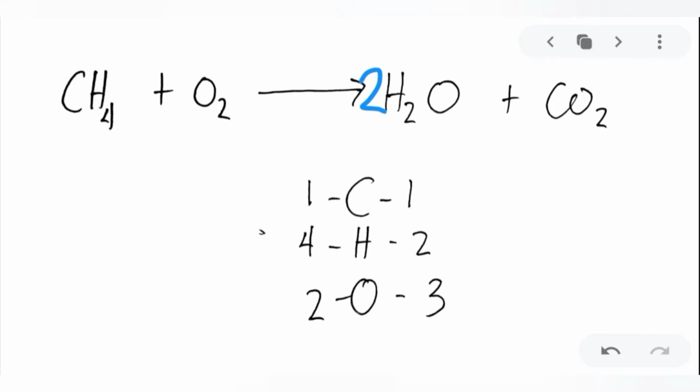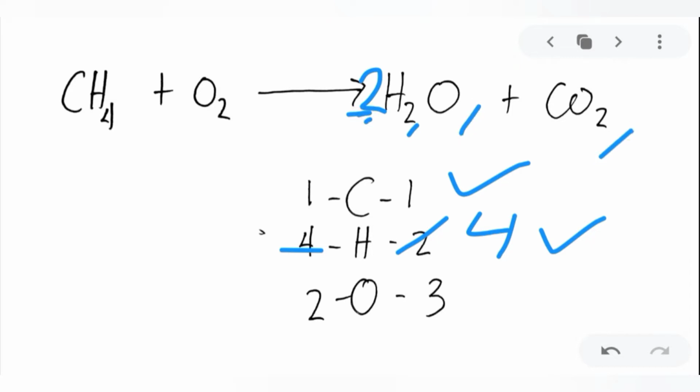So let us count again the number of the elements in each of the reactants and products. For carbon, we still have 1 carbon here, balanced. For hydrogen, on the reactant side we have 4, and on the product side that is 2 times the subscript of the hydrogen, which is 2, so we have 4 hydrogen and that is therefore balanced already. For oxygen, on the reactant side that is 2 here, and then on the product side that is 2 times 1 here, that is 2, plus 2 here, that is 4.